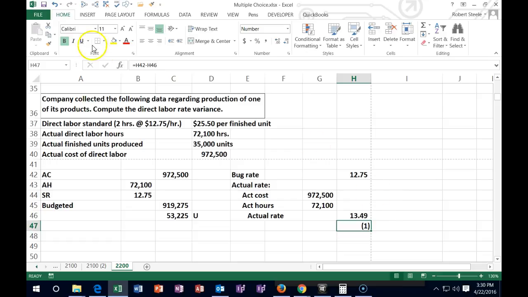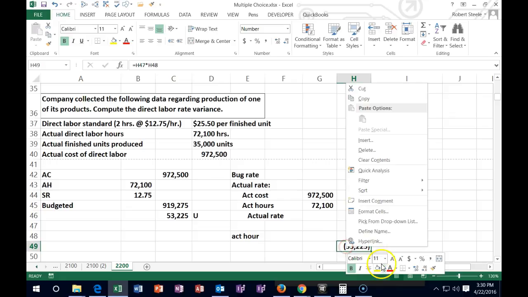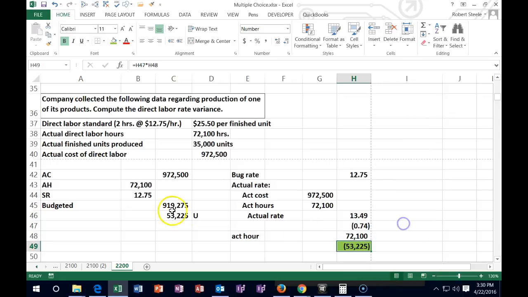I'm going to once again go to the decimals, Home tab, decimals, add decimals. There's a difference of 74 cents per hour between what we budgeted to pay and what we actually paid. So we actually paid 74 cents higher. And then if we multiply that times the actual hours, 72.1, that will give us the difference here times this 72.1, and that'll give us our same number here. I like to make it green as here.